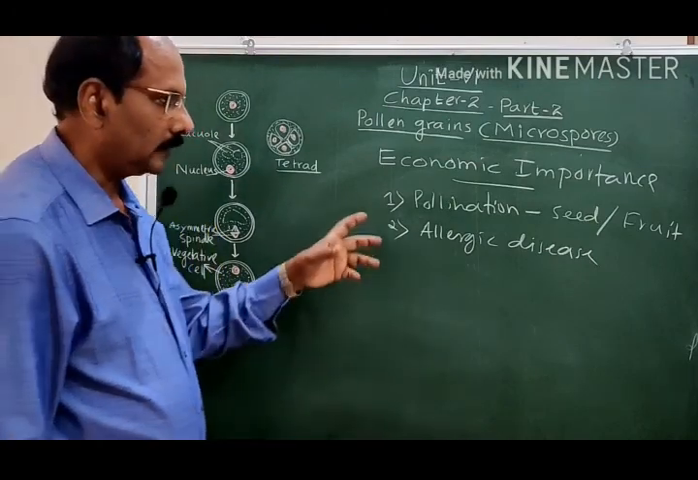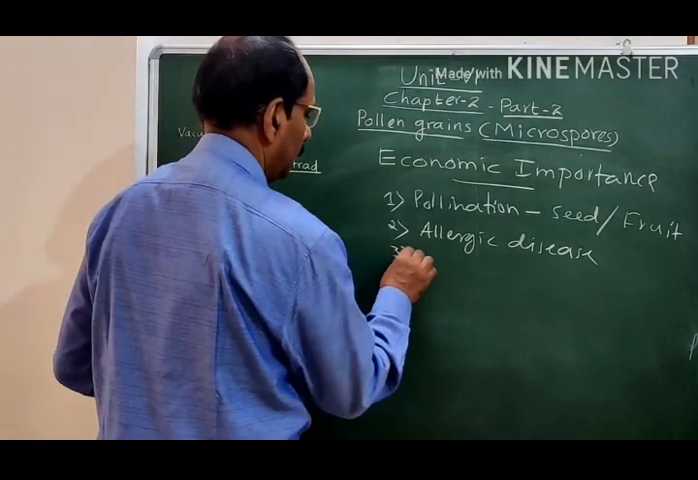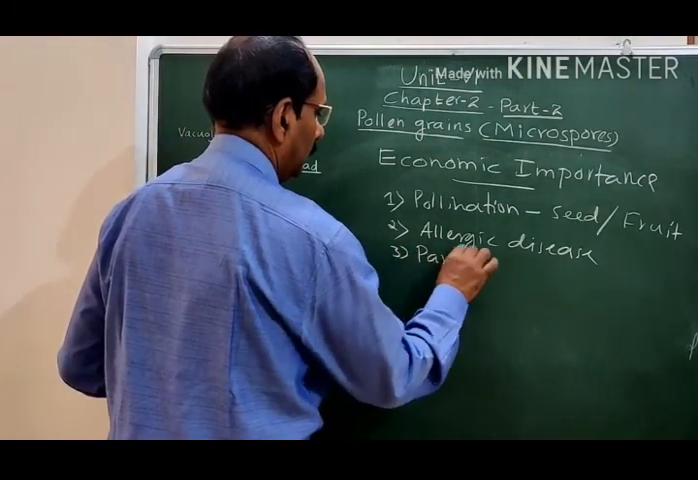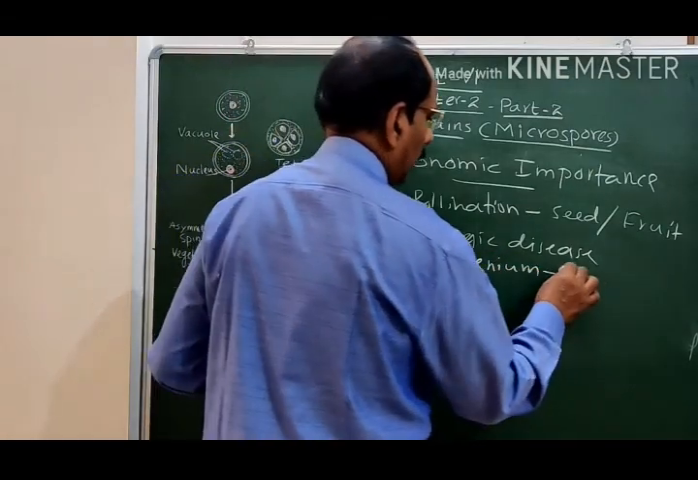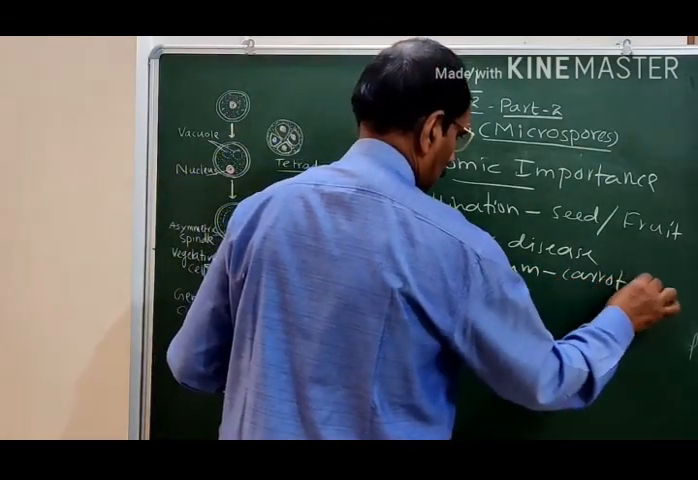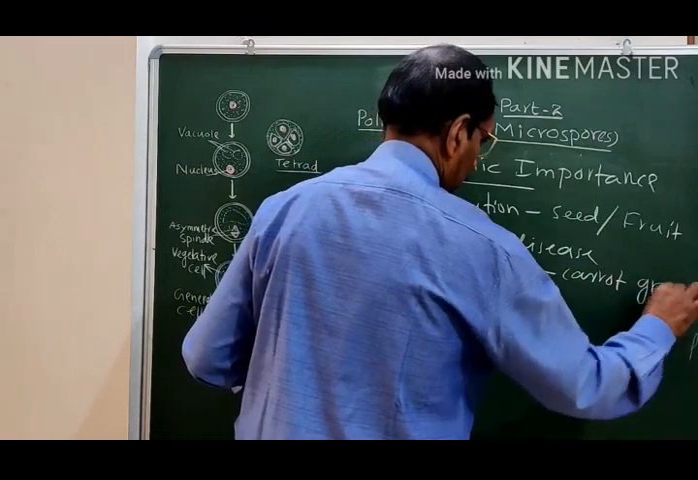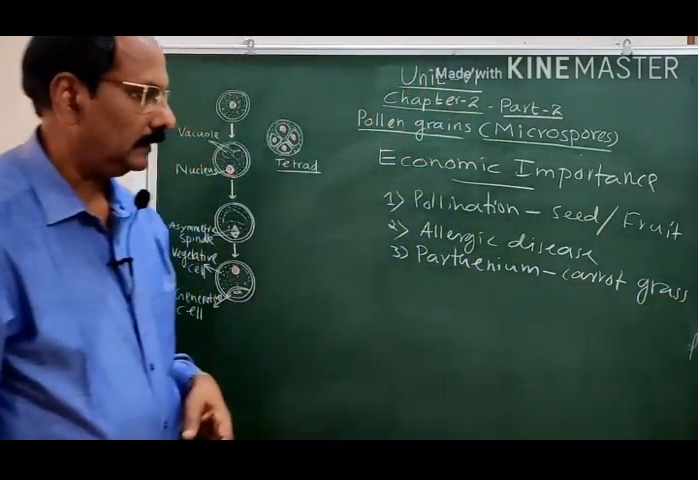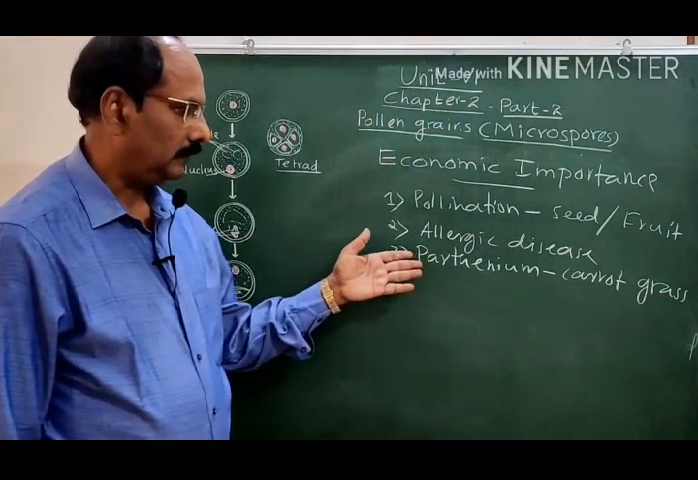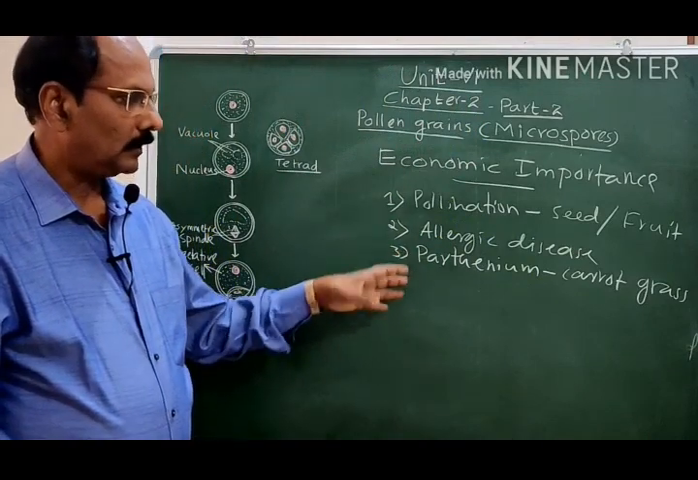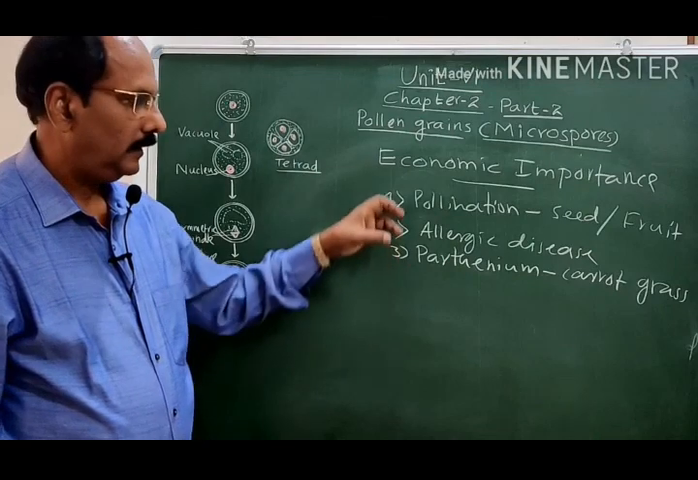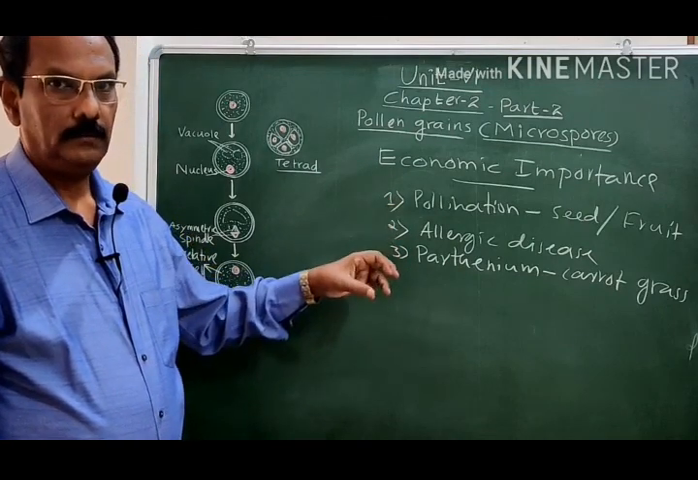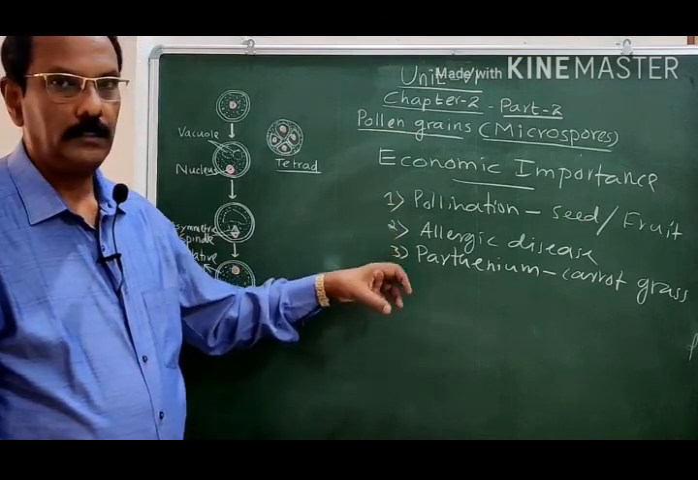A very good example of that is Parthenium. There is a plant, Parthenium, called carrot grass. It is also called congress grass. Parthenium is not indigenous. It was not present in India. It was imported along with the wheat. The seeds were imported into India.